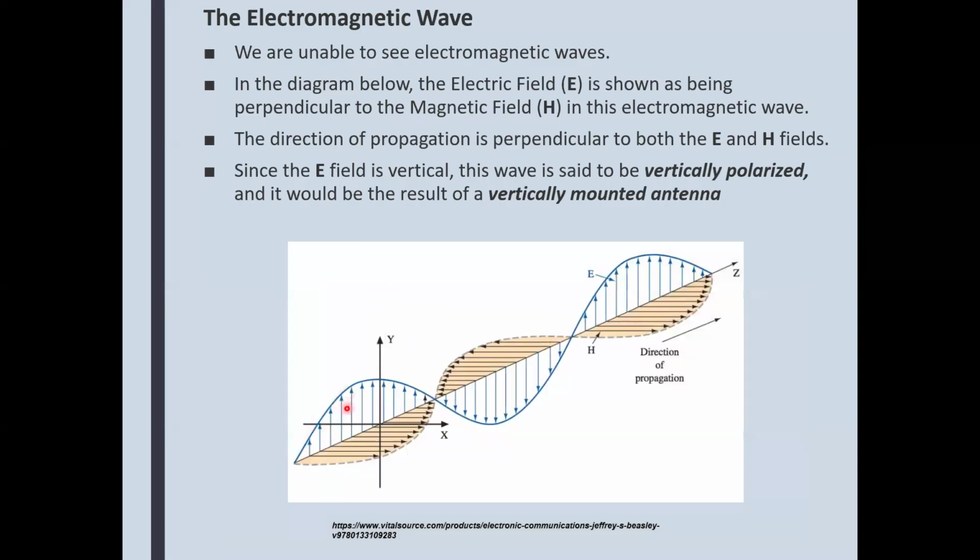So here is how we are presenting those fields. Again, since the electric field is vertical, this wave is said to be vertically polarized, and it would be the result of a vertically mounted antenna. And here's some source when you download this information.